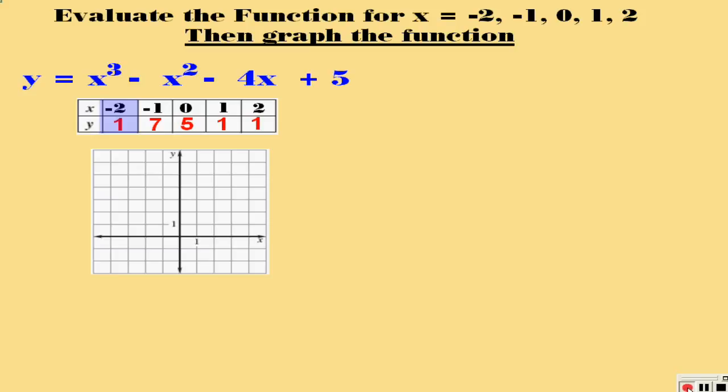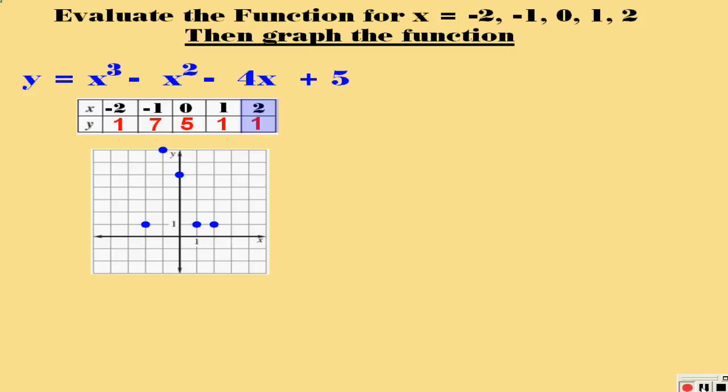First plotting the point -2, 1, it goes here. The next -1, 7 point goes here. The point 0, 5 goes here. The point 1, 1 goes here. And the last point 2, 1 goes here.